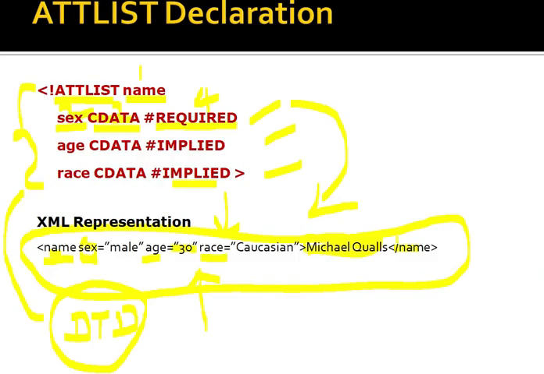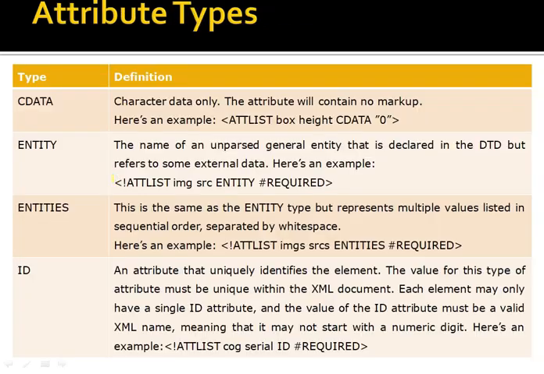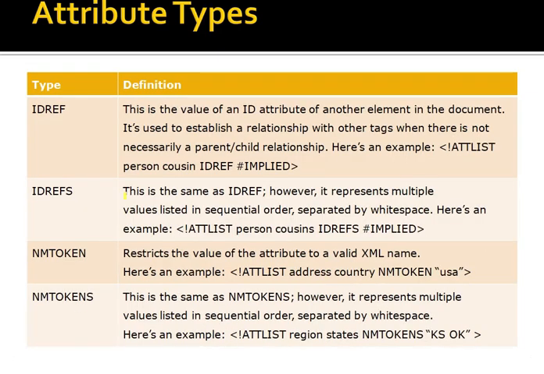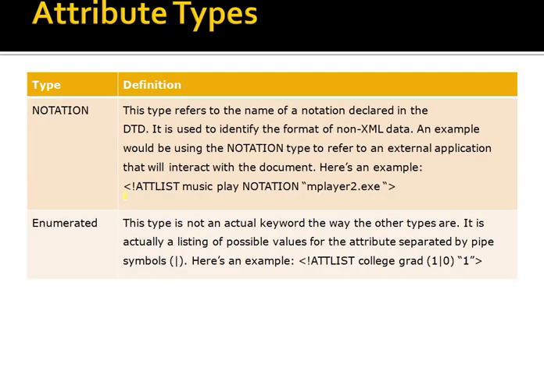If you look at this, here you have a CDATA. What are the other types? Other types that we can use for an attribute. So CDATA is one type. Entities, ID, and IDREFS, NMTOKEN, NOTATION, enumerated. These are all the attribute types.